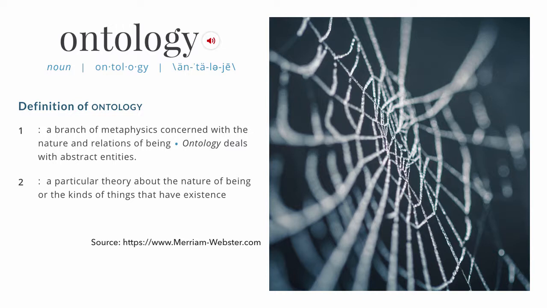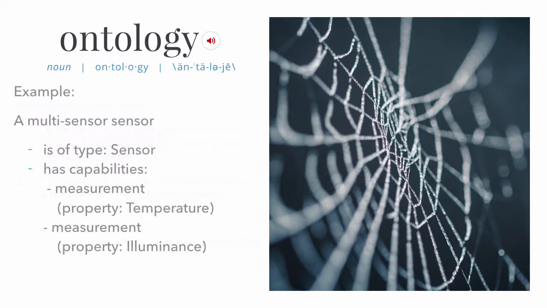With the word ontology, many people run away because it's very academic to them, and if you look at the definition here, this might really be a concern, because it's a branch of metaphysics and a particular theory about the nature of being or the kinds of things that have existence. So something rather abstract and not easy to deal with. So let's have a look at a concrete example in our case.